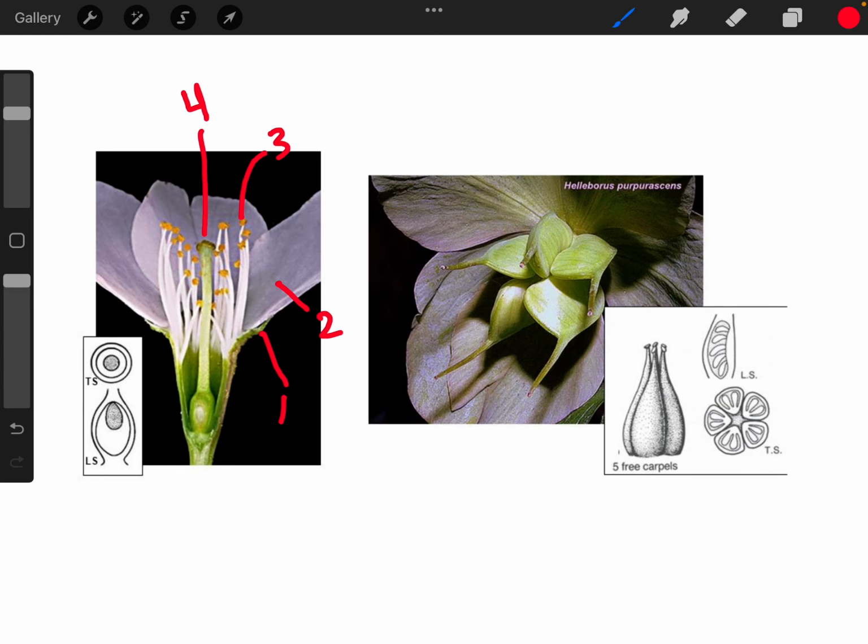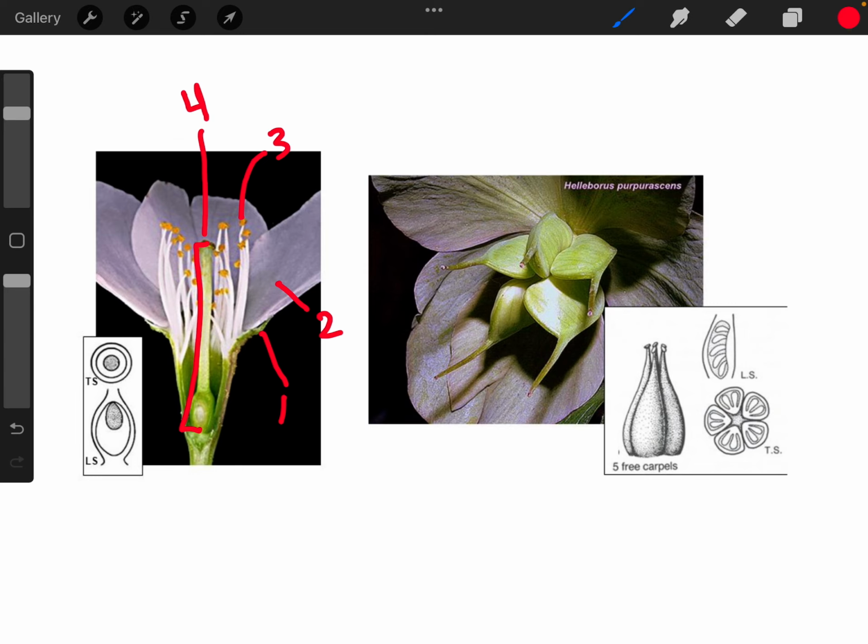Now, I want to talk a little bit about carpels. So a carpel is simply a component of a gynecium. So again, continuing with our discussion of the left diagram, this whole female structure here with the stigma, the style, the ovary, that is one carpel. And trust me on that for now. That is one carpel.